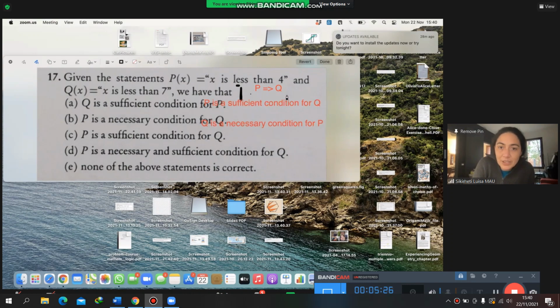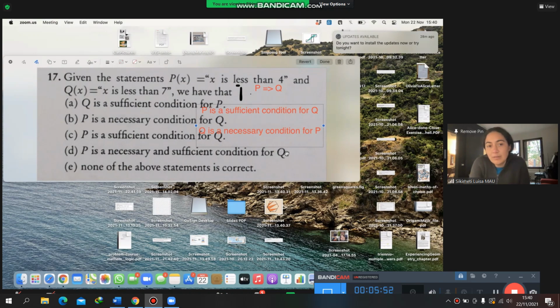Whenever you have some kind of implication, the thing that implies the other thing is called a sufficient condition for the other thing. And the thing that is implied is a necessary condition for the first thing. It's a necessary condition because if it's not true, then the first thing cannot possibly be true.